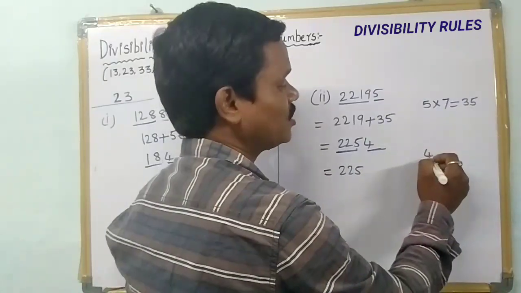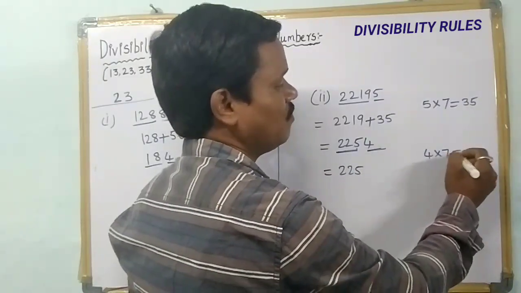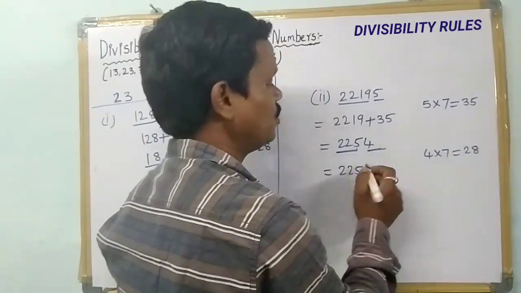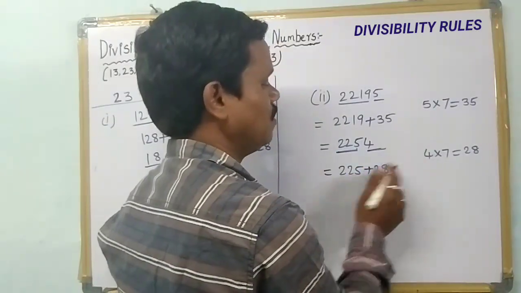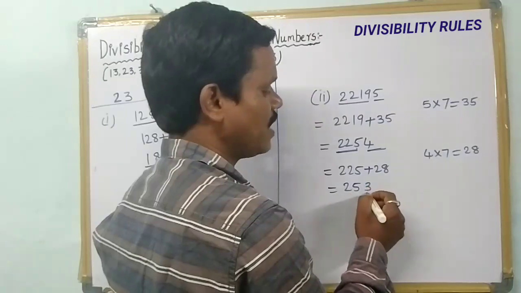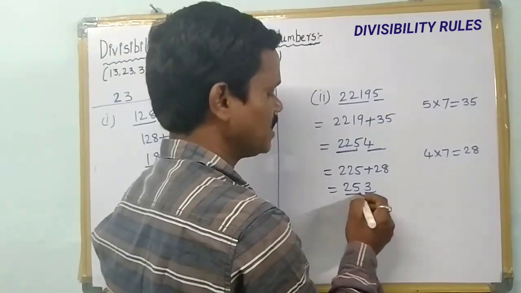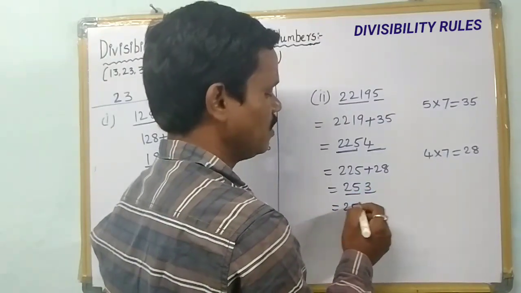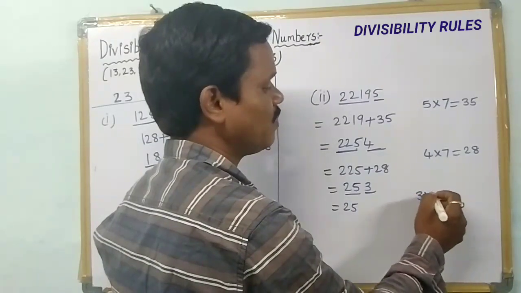Now multiply the first part by 7. 4 sevens are 28. Add 28 here. 28 plus 225 is 253. Now again divide it into two parts: first part, second part. Write the second part. Now multiply the first part by 7.